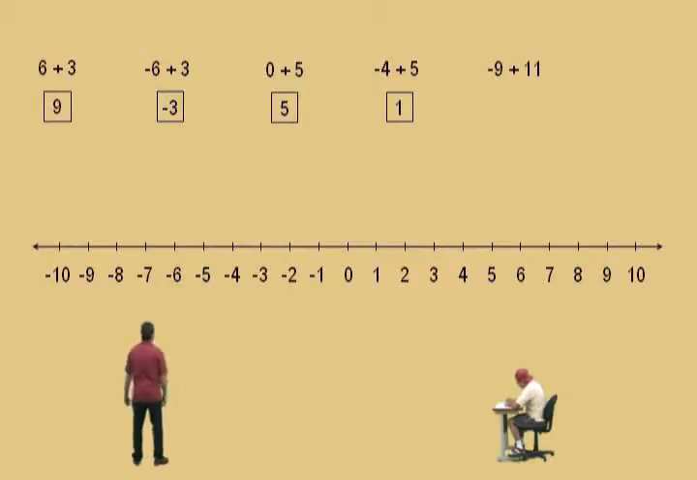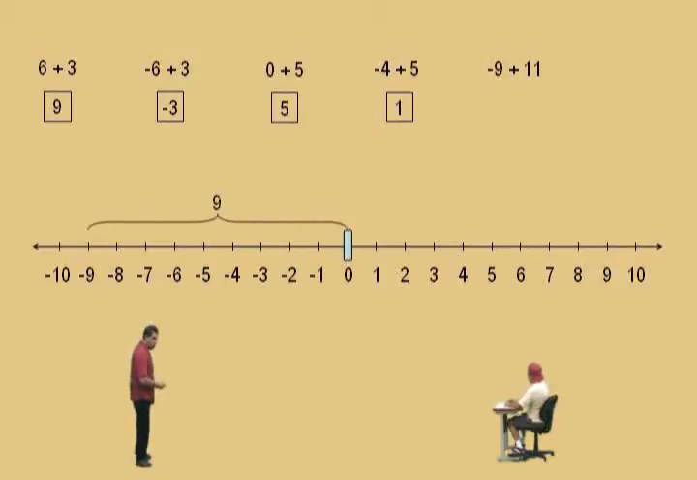Let's do another one. Now, negative 9, Charlie, don't get scared. Now, where do we start this time? Negative 9. Negative 9, and we've got to move right, how far? 11. 11. Now, Charlie, we're starting at negative 9. How far do I have to move to get to the 0? 9. Okay, 9 spaces.